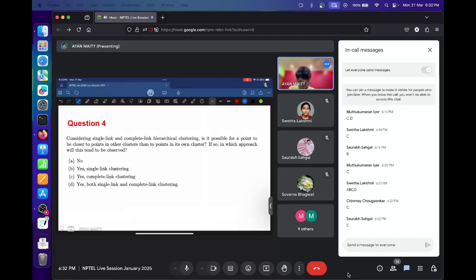Now question 4: considering single link and complete link hierarchical clustering, is it possible for a point to be closer to the points in other clusters than to the points in its own cluster? If so, in which approach will this tend to be observed? Option A is no, the points cannot be closer to other clusters than to the points in their own cluster. Option B is yes, in single link clustering. Option C is yes, in complete link clustering. Option D is yes, both single link and complete link clustering.